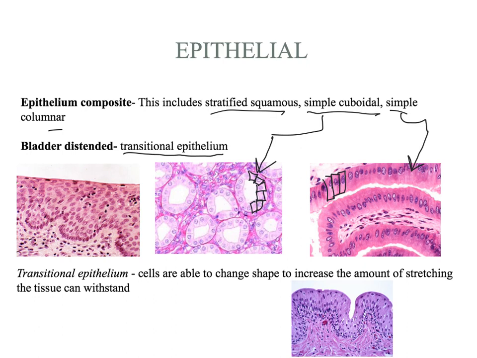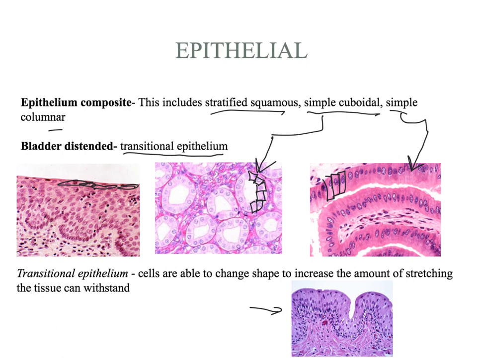Here you would have your stratified squamous. And stratified squamous you would find in skin, in your mouth, so that there's multiple layers. Now for your transitional, this is only found, so here, this is only found in your bladder and your ureter.